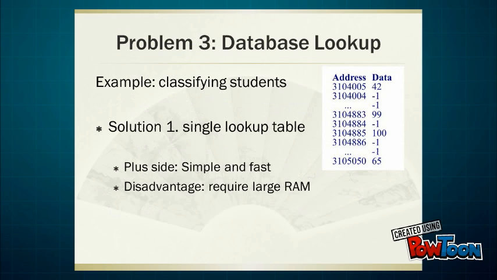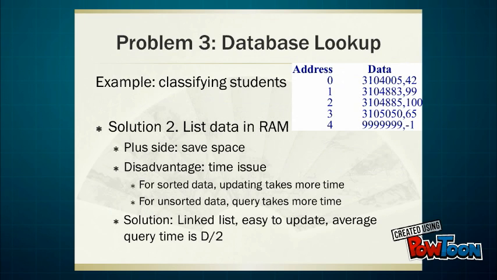This is an example for creating a database lookup for classifying students. If we use students' ID number as the address, this is very simple and fast. The disadvantage is that it requires large random access memory. The second solution can be listing data in RAM. The plus side is that it would of course save a lot of space. The disadvantage is a time issue, no matter for sorted data, unsorted data, or even linked list data.